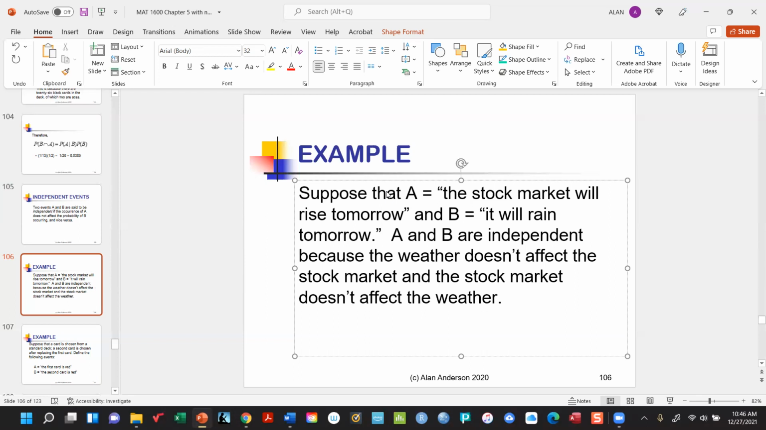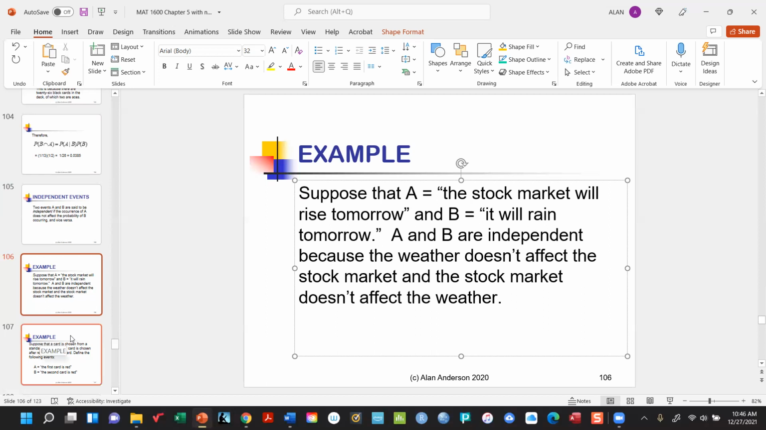So just to give you an intuitive sense of what independence really means, it means that they basically have nothing to do with each other. And I'm sure you can think of a million examples. Like A is the event that you get an A in this class, and B is the event that you got everything you wanted for Christmas. You know, really silly things like that. What do they have to do with each other? Absolutely nothing.